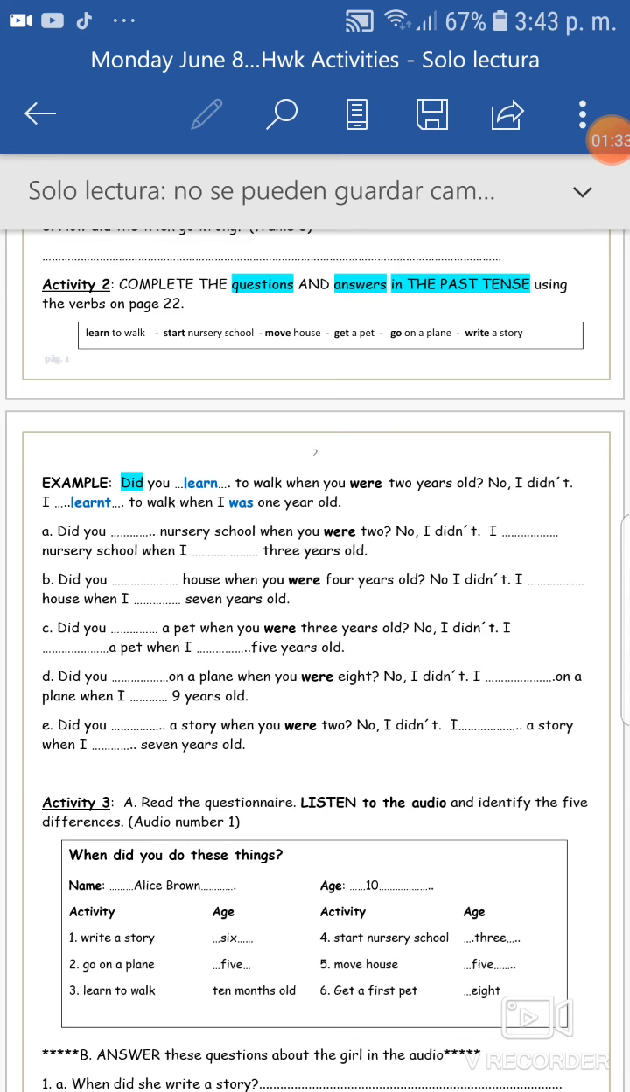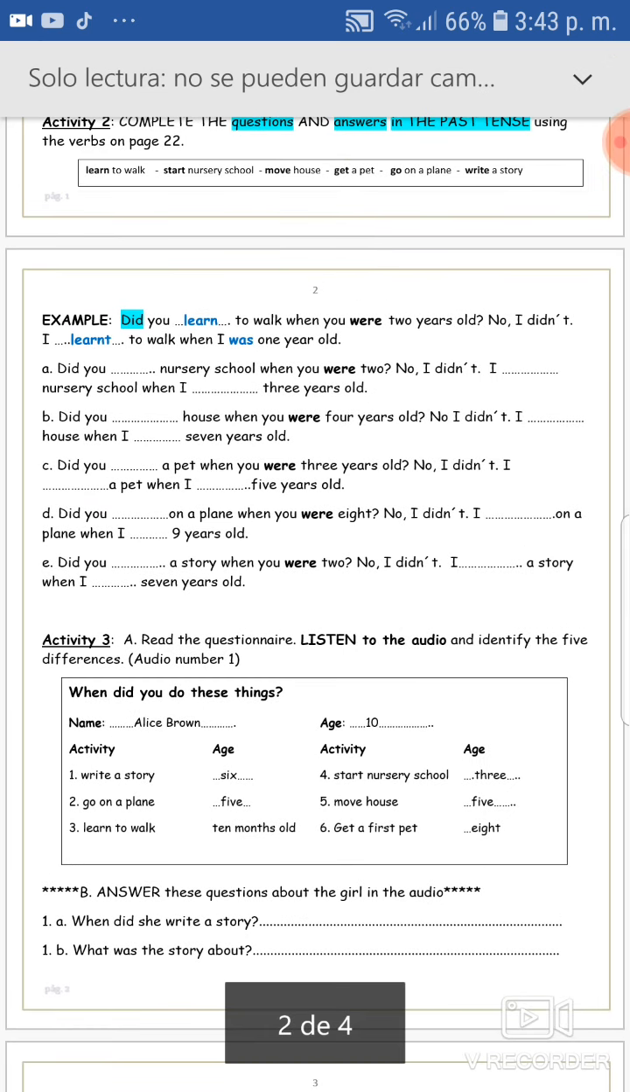Okay, so in activity number 2, you look at the example. Did you learn to walk when you were 2 years old? No, I didn't. I learned to walk when I was 1 year old. Okay, so you complete all the sentences with the questions and the answers in the same way.